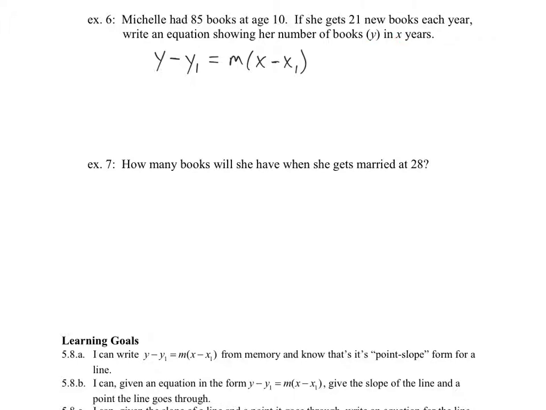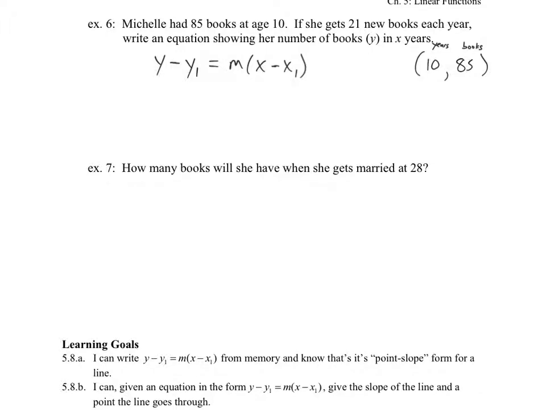Okay, so if x is the number of years, we could take our point, and this is going to be number of years for x, and books is going to be y. Of the 3 numbers in there, there has to be a pair, a certain number of books at a certain year. And if we look, at age 10, she has 85 books. So that right there, my friends, is x1 and y1. So I can fill in, I have x minus x1, so x minus 10. Now on the other side, I have y minus y1, so y minus 85.